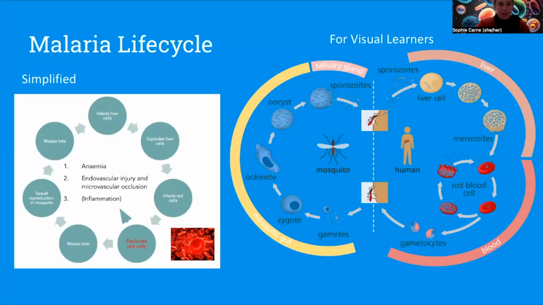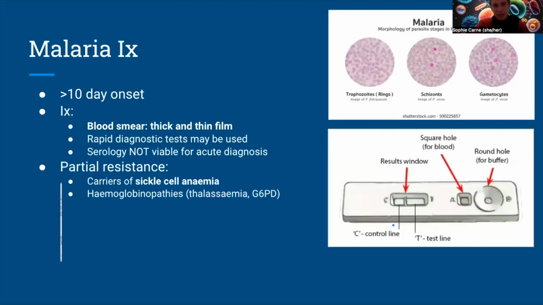This is it simplified. So it goes into the liver cells, explodes liver cells, into the bloodstream, explodes red blood cells, into the mozzie, sexual reproduction, etc., etc. And this is just a visual summary of that as well, with some more specific stages, which you probably don't need to know. So you'll notice that there was a greater than 10-day onset in this question stem, which will become useful later in the presentation.